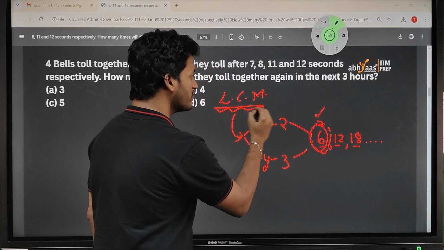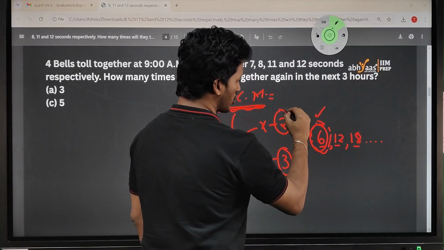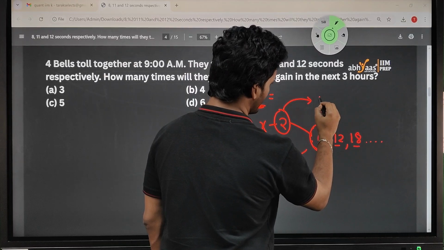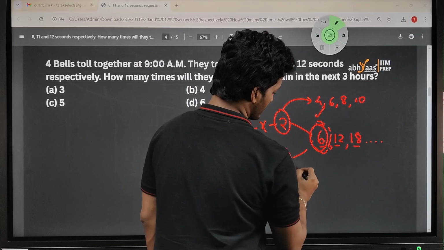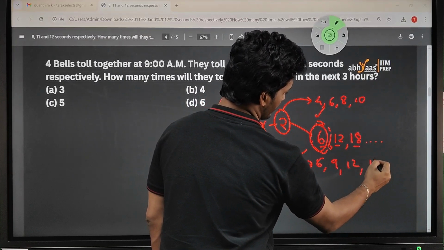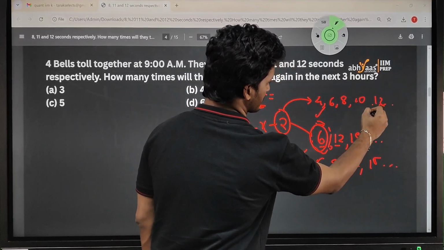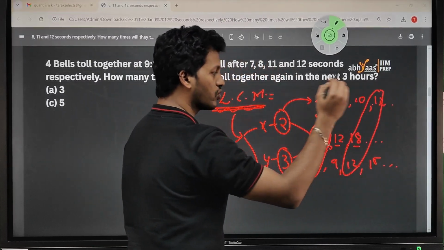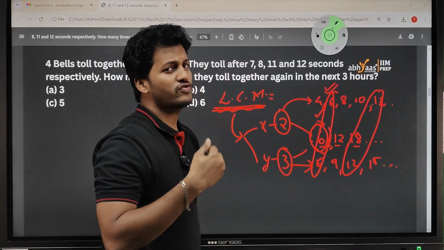But the definition of least common multiple says I have to take the common multiples of 2 and 3. First, let's see the multiples of 2: 2, 4, 6, 8, 10. For 3, it will be 3, 6, 9, 12, 15, like that. Among these, the common multiples are 6, 12, 18 and so on. In that, the least one is 6. This is the way to find LCM.